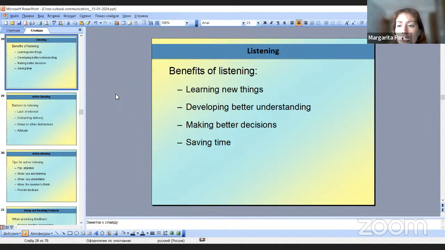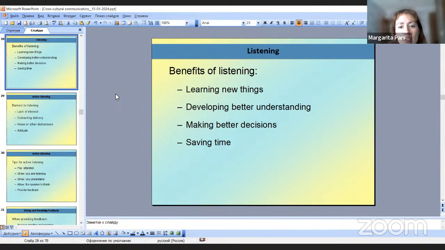When you're listening to the other person, you learn new things. You develop better understanding between all parties of this communication process. You tend to make better decisions because when you listen to every person in this communication process, and they know your opinion, and you know the opinion of every person, it will make you understand each other better, and this will lead to better decisions.